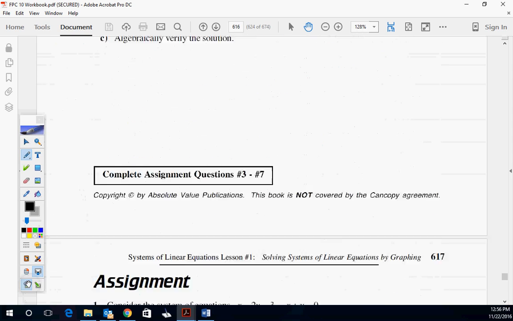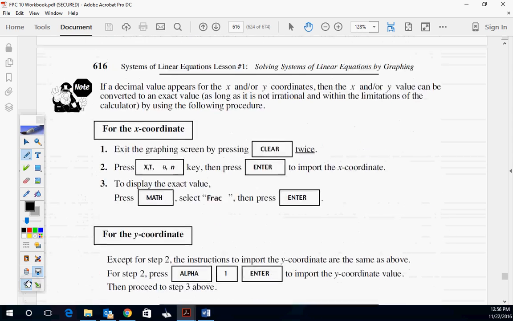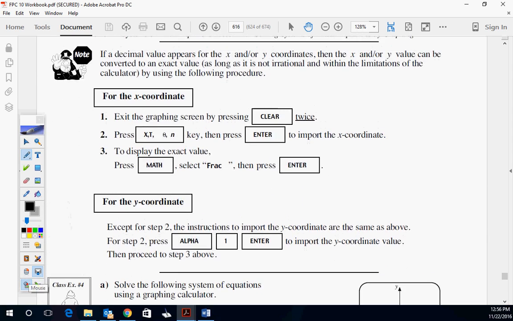All right, so we're just finishing up here. Last page. Okay. If a decimal value appears for x, this is the situation where we don't want to round. So if you get like a 6.6 repeating, remember, this is how you can do this.